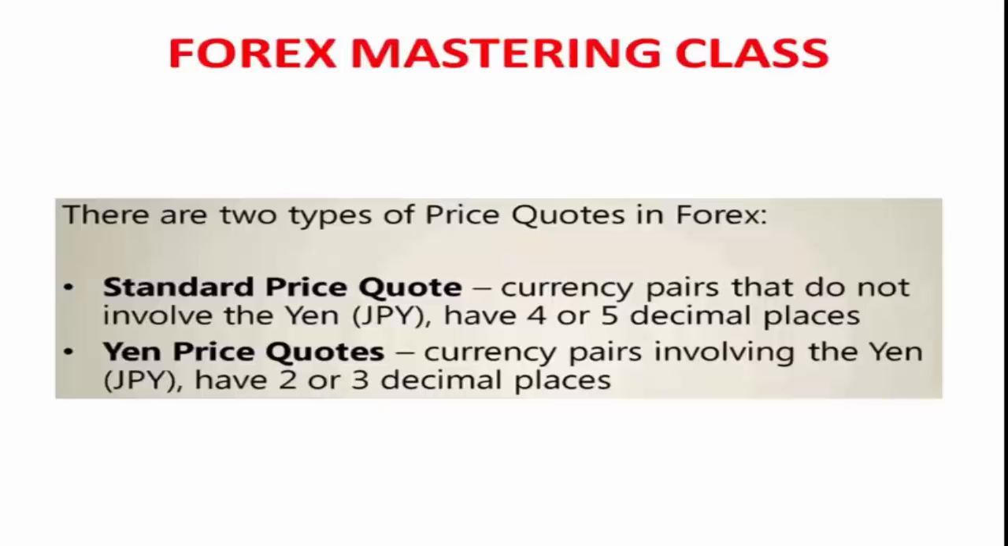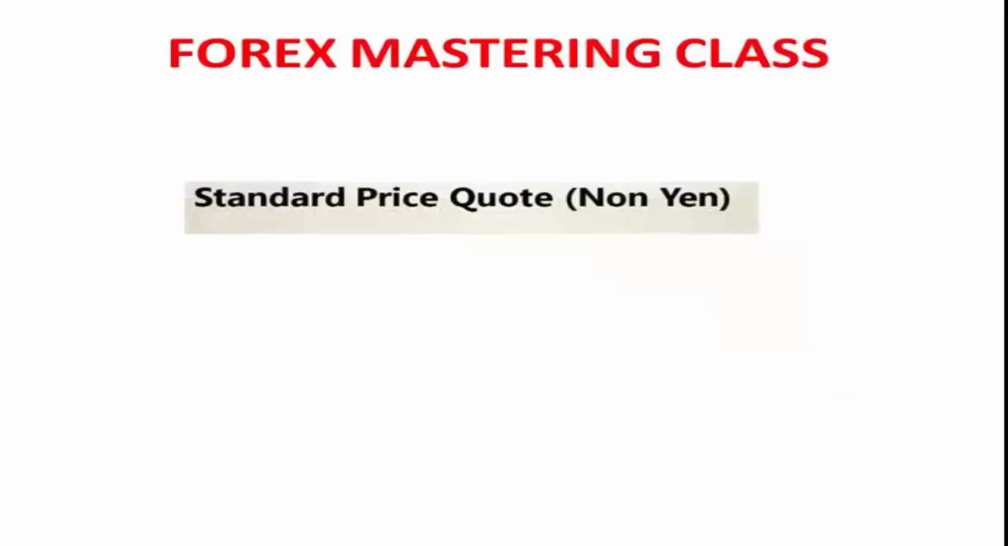Then we have the yen quotes. Currency pairs involving the yen have 2 or 3 decimal places. In forex, you have currency pairs that are 4-5 decimal places. They are 4-5 in the sense that some brokers use 4 while some use 5, but majorly the brokers we are having now use 5, while yen price quotes are about 2 and 3. Some brokers still use 2, but the major brokers now use 3.